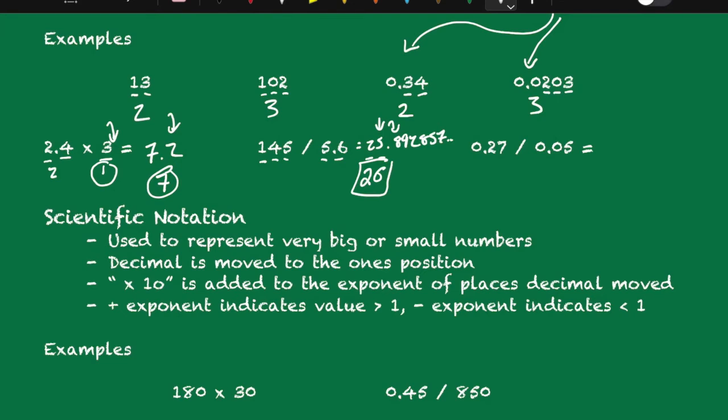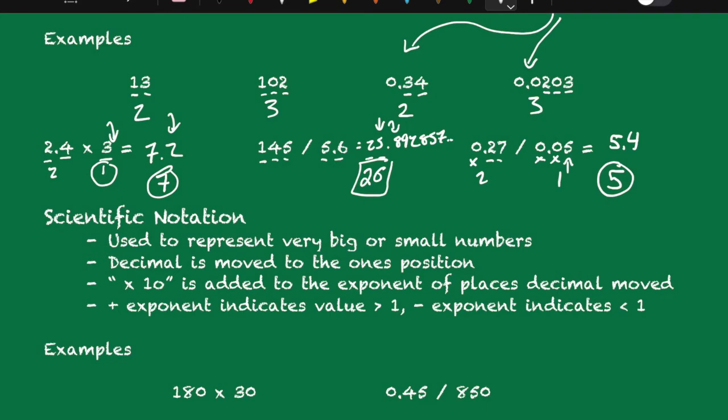This next one, 0.27 divided by 0.05, an answer of 5.4. All right, look in our question. This 0 doesn't count. There's 2 digits there. These zeros both don't count. There's only 1 digit there. So I only need 1 digit in my answer, 1 significant digit. So this 5.4 is going to round to 5.